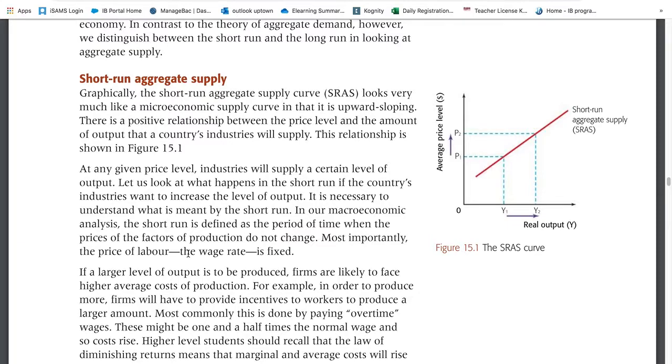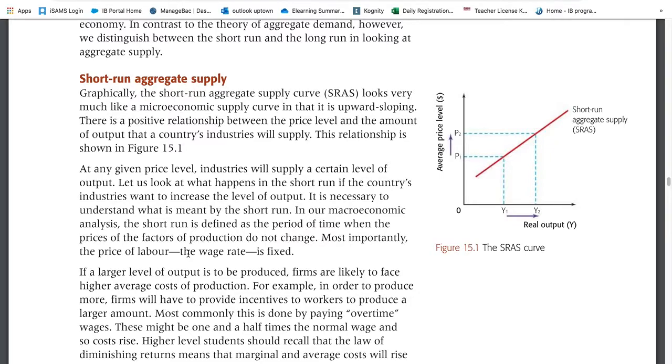On the graph, short run aggregate supply looks very similar to your regular supply curve. So you have the upward slope, and we'll talk about that. That means there's a positive relationship between the level of output as well as the price level. The higher the prices are, the more output is being produced.